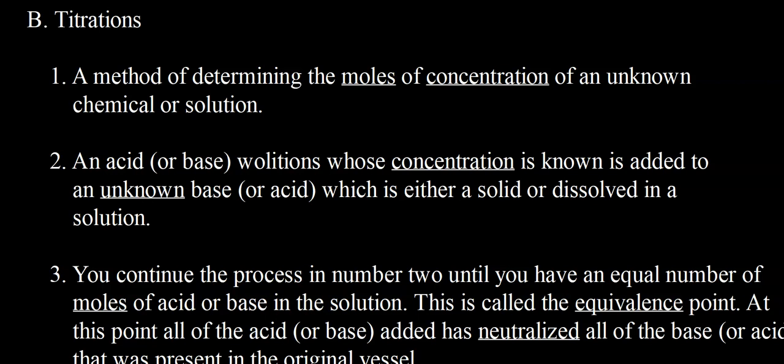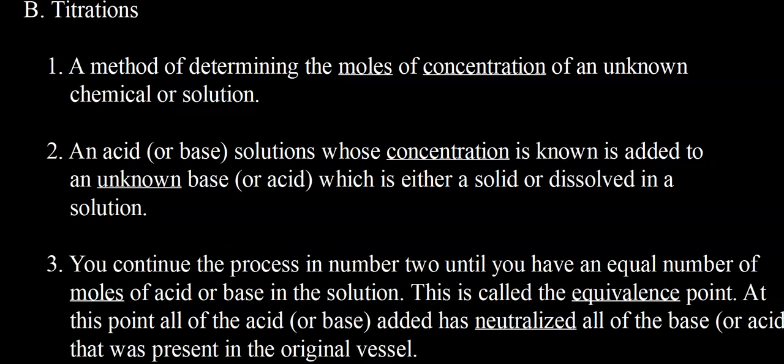A base solution whose concentration is known is added to an unknown acid, which is either a solid or dissolved. So sometimes you're adding an acid to a base, sometimes you're adding a base to an acid. You continue the process in number 2, adding acid to base or base to acid, until you have an equal number of moles of acid or base in the solution.